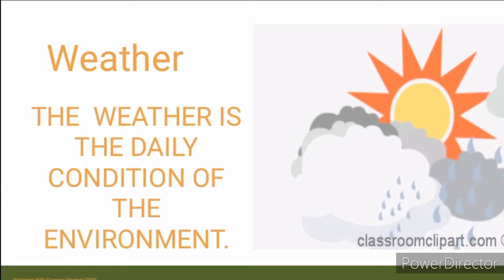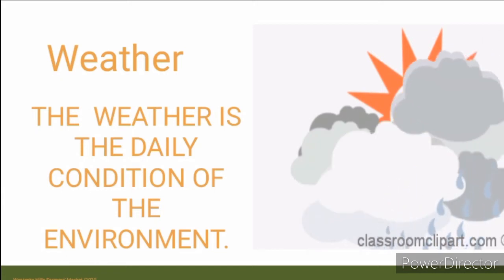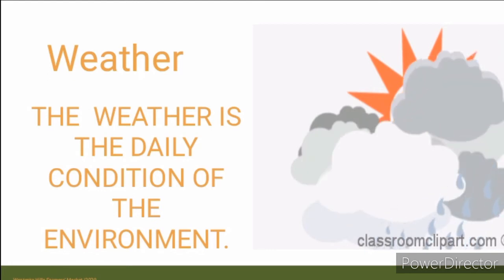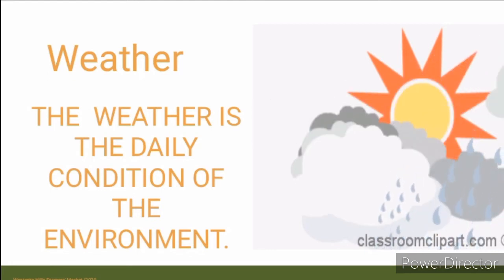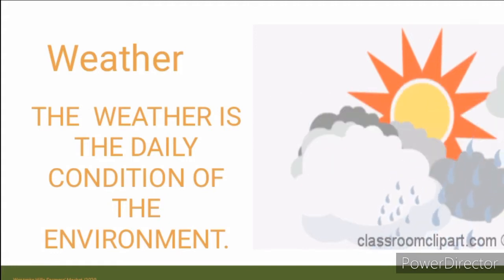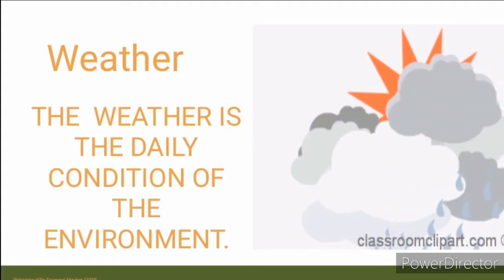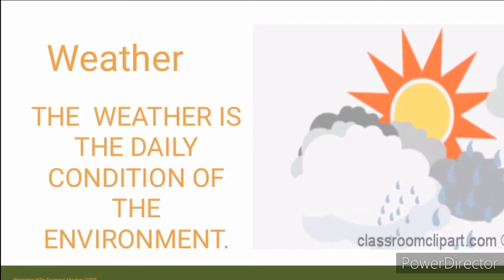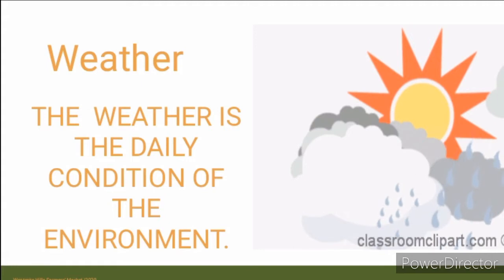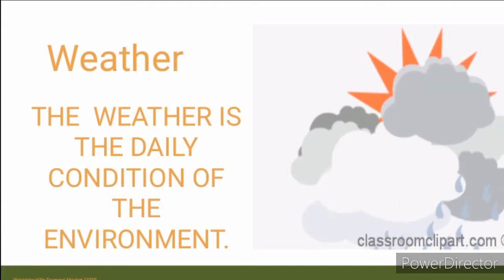Weather. Now, what is weather? Weather is the daily condition of the environment. It could be rainy, it could be hot, it could be cloudy. Those are elements of the weather. Sometimes you hear people say, the weather today is so hot. They're talking about the condition of the environment. That's what weather is.